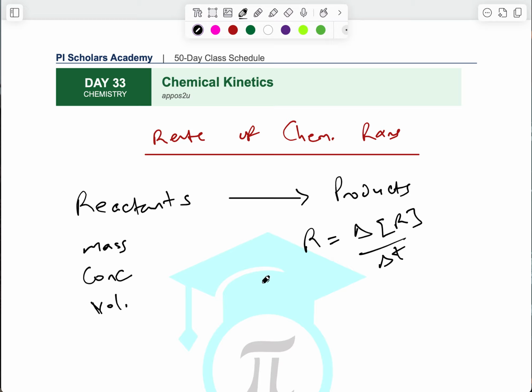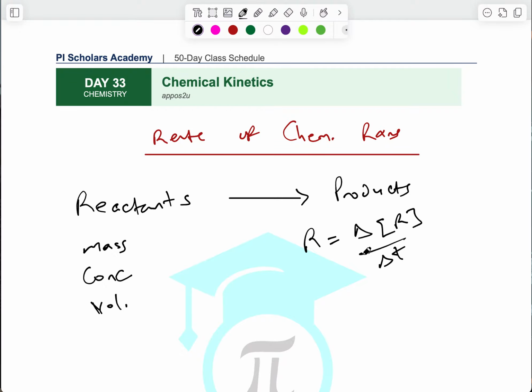However, you can also define this based on the product as well, because as the reactant is disappearing, the product is being formed. And these two depend on each other. It is the disappearance of one that leads to the appearance of the other. But I'm going to be focusing on using the reactant here, though the product can also be used as well. Now, let's proceed.